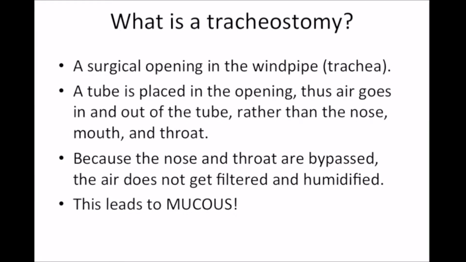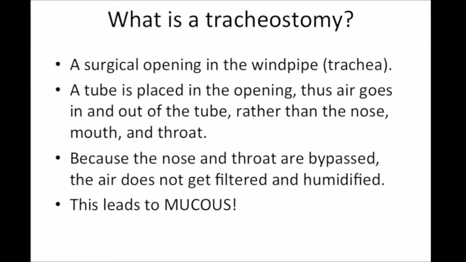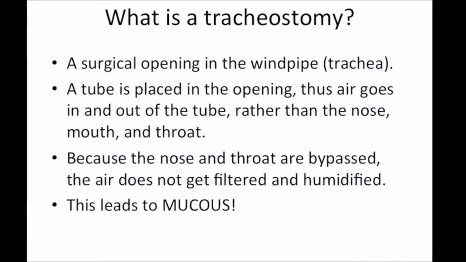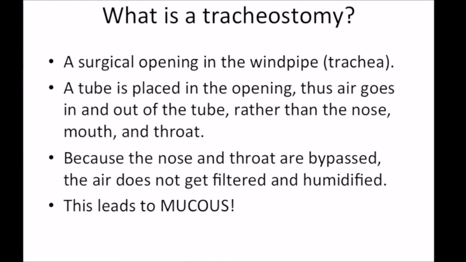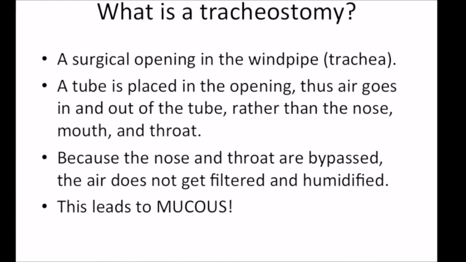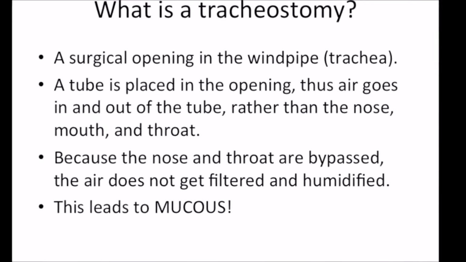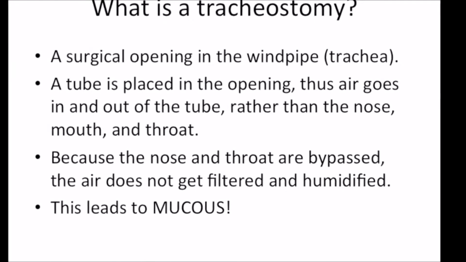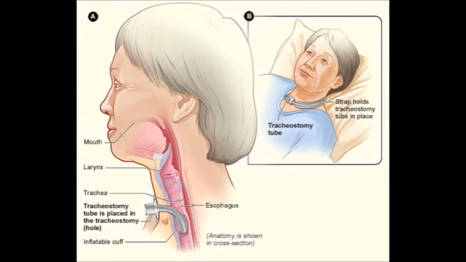A tracheostomy is a surgical opening in the windpipe or trachea. A tube is placed in the opening, thus the air goes in and out of the tube rather than through the nose, mouth, and throat. Because the nose and throat are bypassed, the air does not get filtered or humidified. This leads to mucus. Here's a picture of how the tracheostomy tube fits in the trachea.